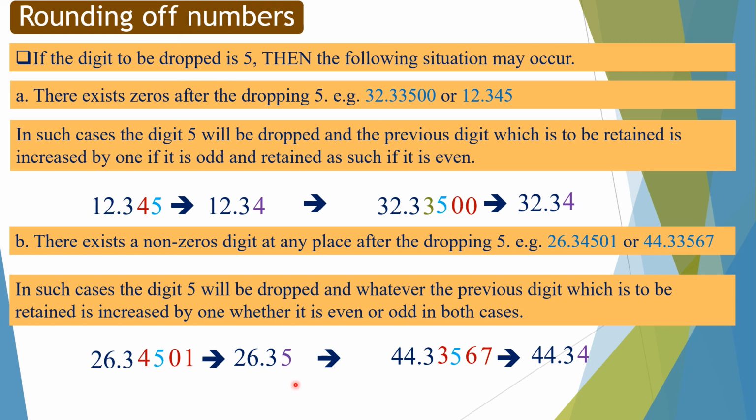In 44.33567 the dropping digit is 5 and there exists a non-zero digit after 5, that is 67, and the retained digit is 3, so it is increased by 1 and 44.33567 is rounded off as 44.34.